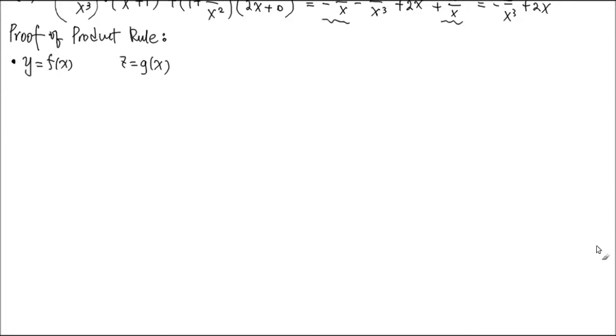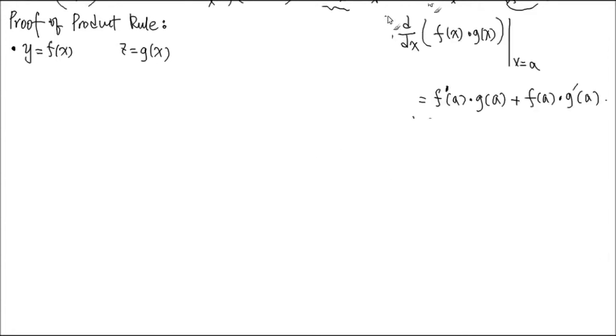Let's copy it down. So I copied it over here in the corner. This is what we want to prove: f of x times g of x, the slope of the tangent line at x equals a is this form, right? Good. So we look at y equals f of x and z equals g of x, and what do we do next? I think we worked on delta y. You think? Anybody remember delta y?